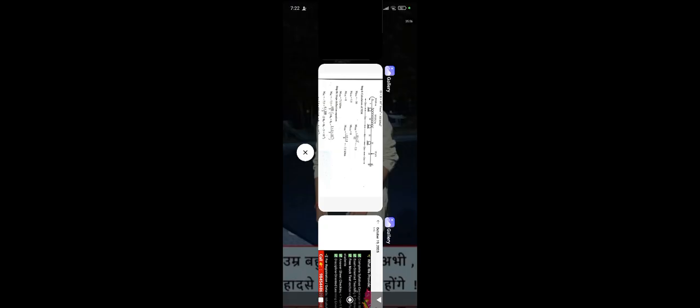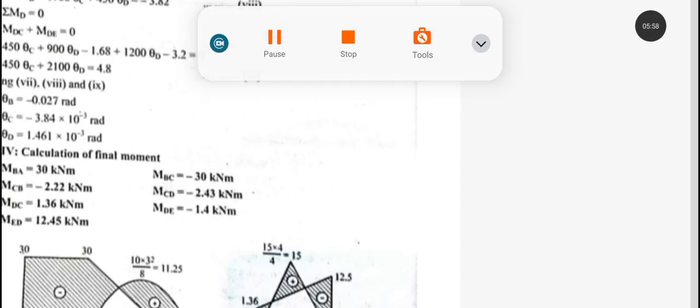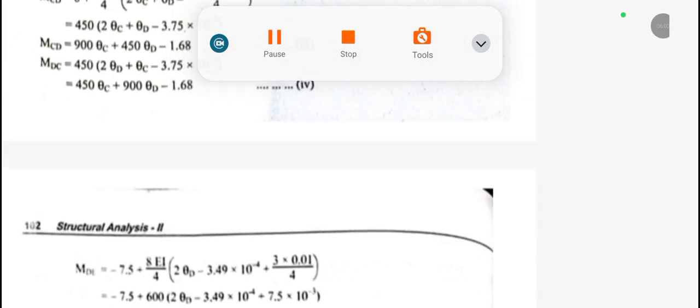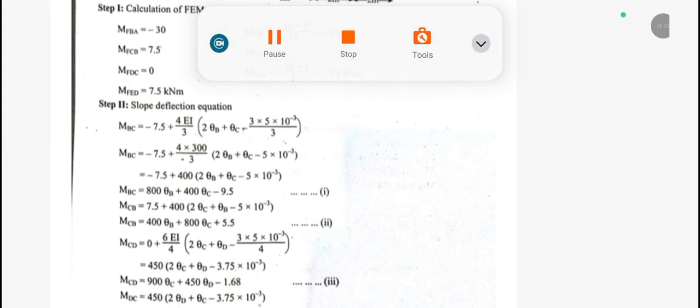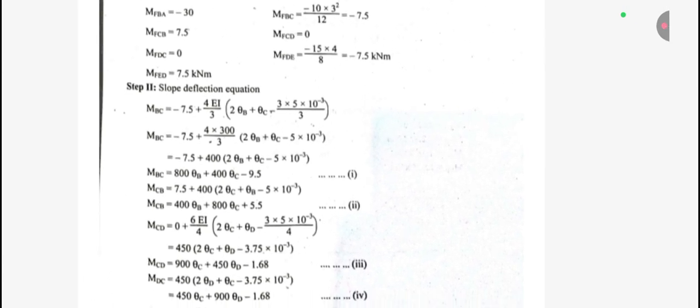Now our second step is the slope deflection equation. For this, we need to first write the slope deflection equation.